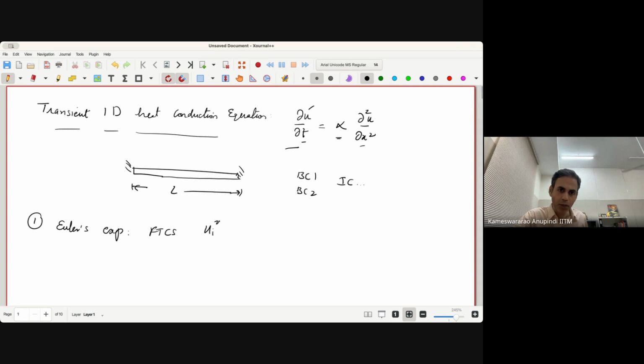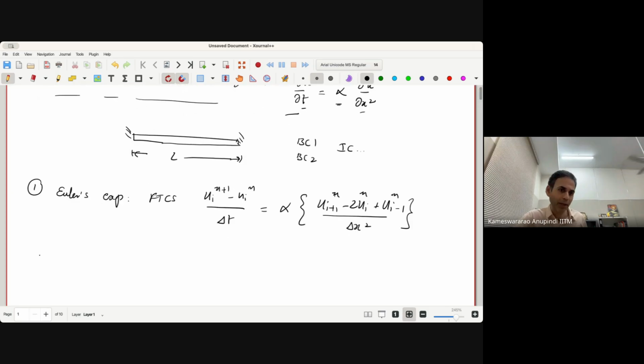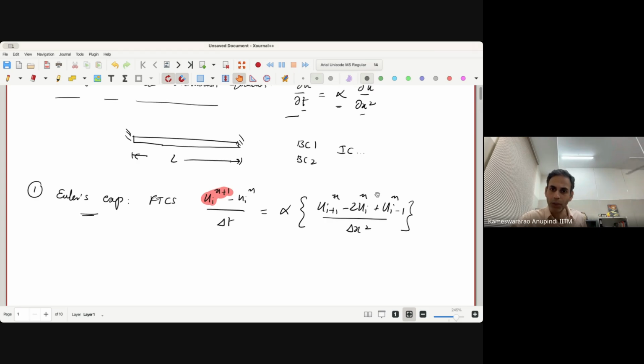basically gave us u_i^(n+1) minus u_i^n divided by delta t equals alpha times u_(i+1) minus 2u_i plus u_(i-1) divided by delta x square, where on the right hand side everything is evaluated at time level n. Then we basically get an Euler explicit method, in which case you can calculate u_i^(n+1) at the ith grid point simply by substituting for the known values of u_i^n, u_(i+1)^n, and u_(i-1)^n, and so on, right? So you can simply substitute for these values and then calculate.